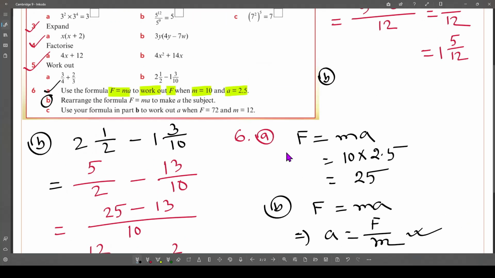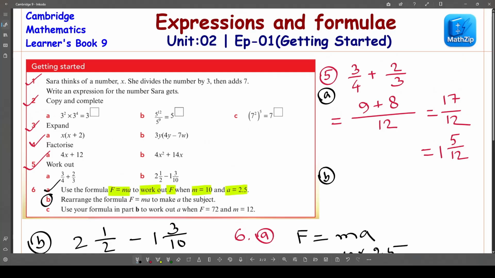Thank you very much for being with me. This is the first video of Learner's Book 9, and we are starting from expressions and formulae of Unit 2. So one by one we will try to solve the whole book, but we are starting from Unit 2. Very soon we will start Unit 1.